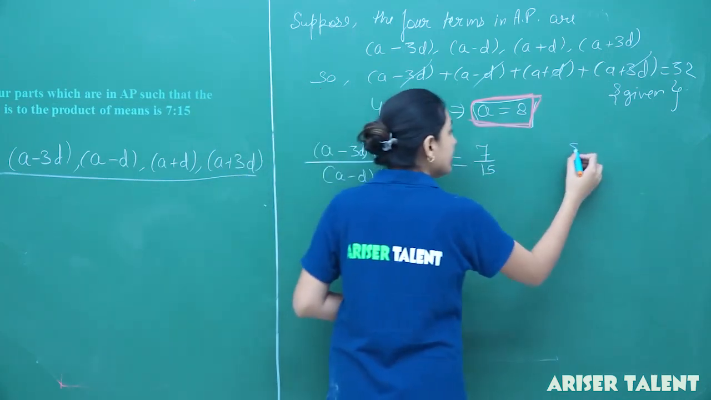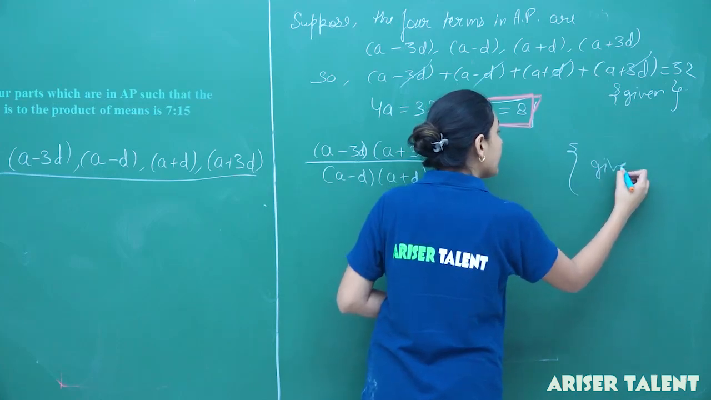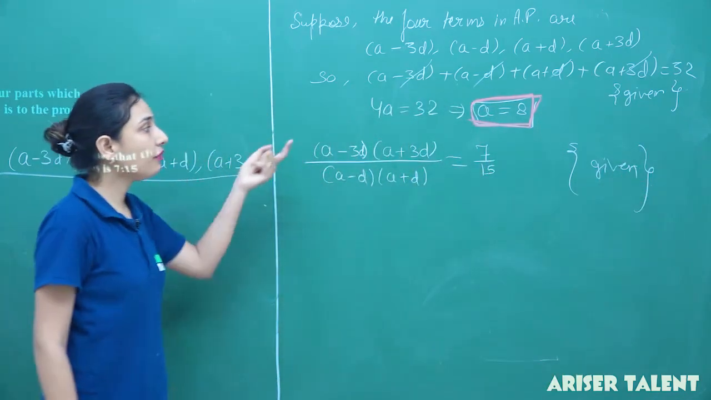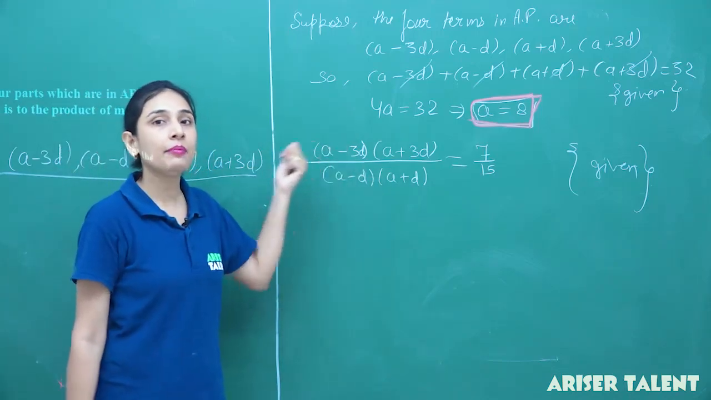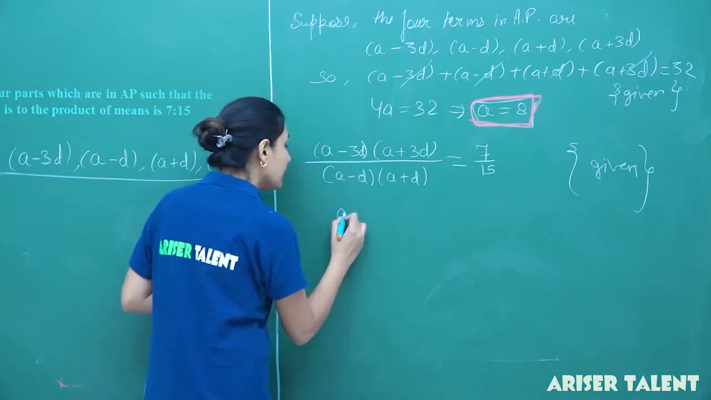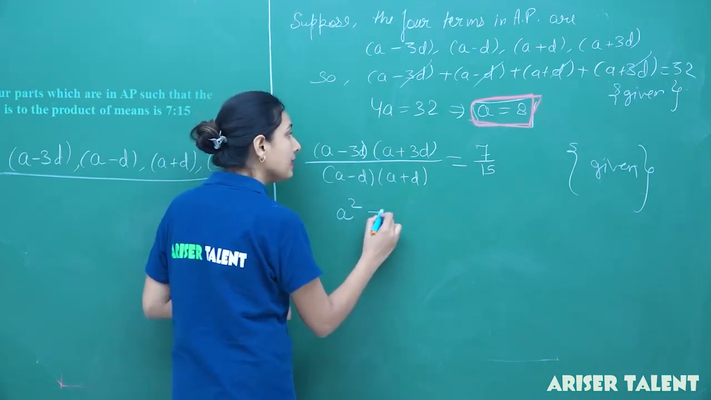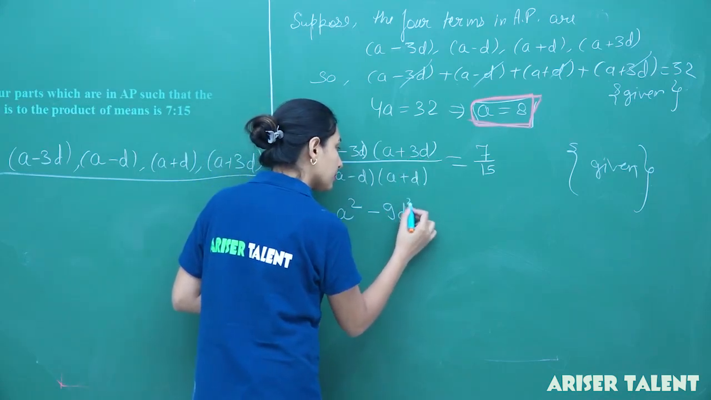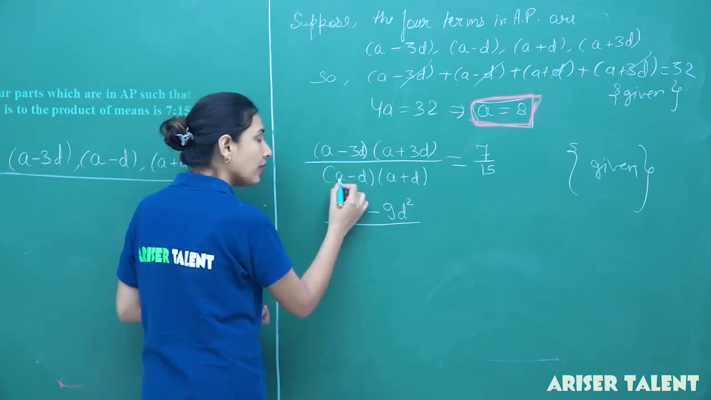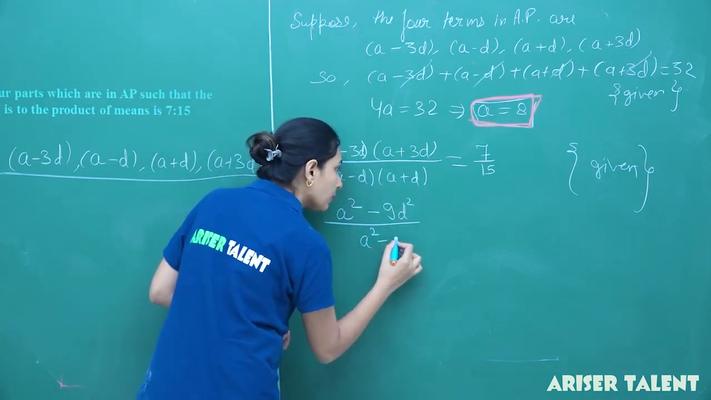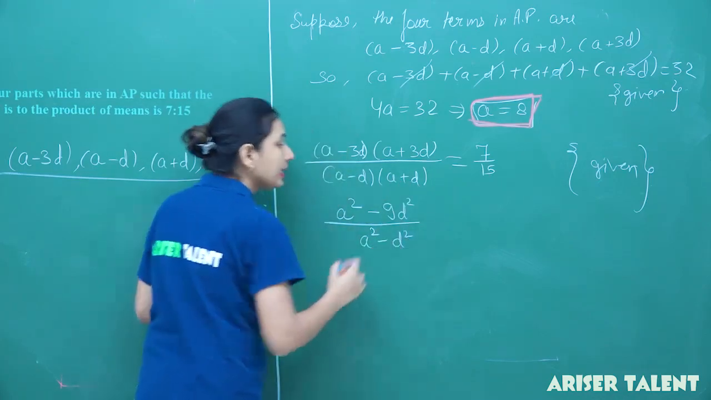7/15, and this information is also given to you. Now, which formula will you apply? A plus B, A minus B. So, which formula? A square minus B square. So that will be A square minus B square will be 9D square. Here A square and this B square will become D square.